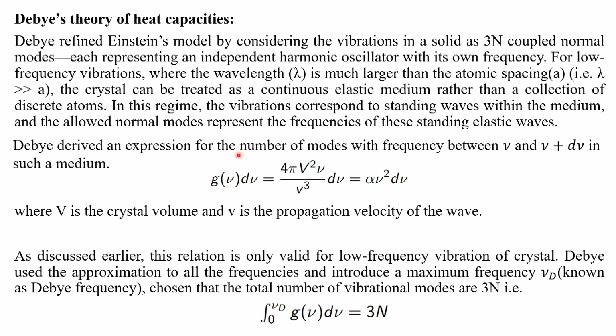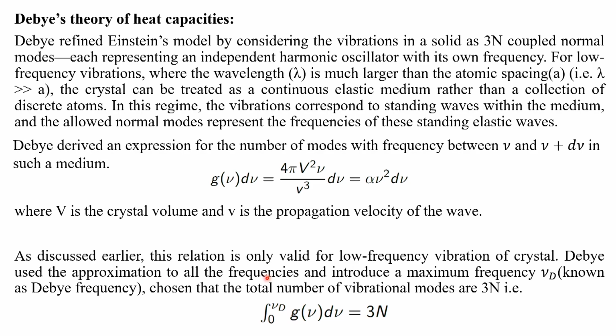So Debye derived an expression for the number of modes with frequency between nu and nu plus d nu in such a medium. So g(nu) d nu equals 4 pi V times (nu by v) cubed times d nu, so we get proportional to nu square d nu here, where V is the crystal volume and v is the propagation velocity of the wave here. As discussed earlier, this relation is only valid for low frequency vibration of the crystal.